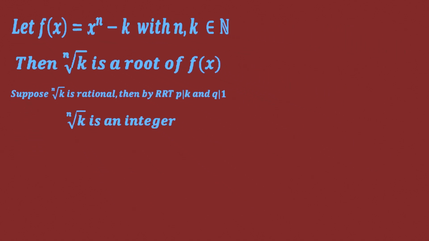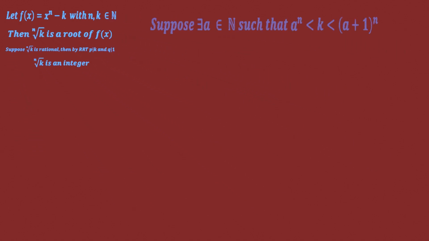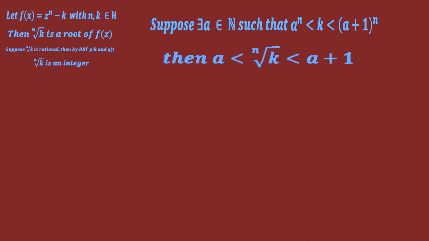Now, let's suppose that there's an a in the naturals such that a to the n is less than k is less than a plus 1 to the n. With this, we could then conclude that a is less than the nth root of k, which is less than a plus 1. This means that the nth root of k is not an integer in this example. By part 1, the nth root of k had to be an integer, so we can conclude that in this example, k is not rational.